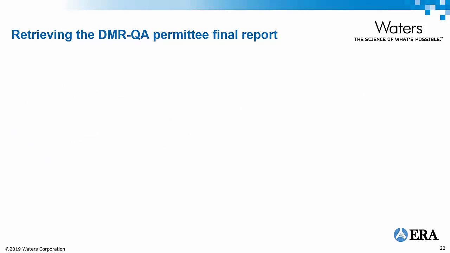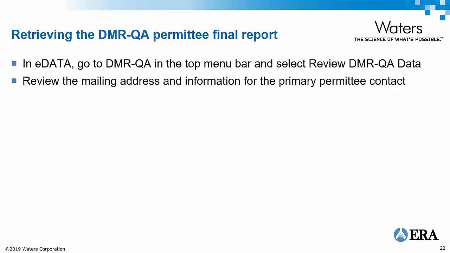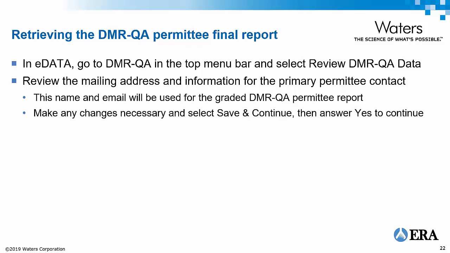You log into eDATA, you go to DMR-QA, and in the center of the top menu bar, you will see Review DMR-QA Data. There's really not much to see on this screen. It's simply your mailing address for the primary permittee contact. You want to look it over, make sure everything is good. Please note the name and email address on this screen will be used for the DMR-QA permittee report. Make any changes, select Save and Continue, and always answer yes to continue to the next screen.